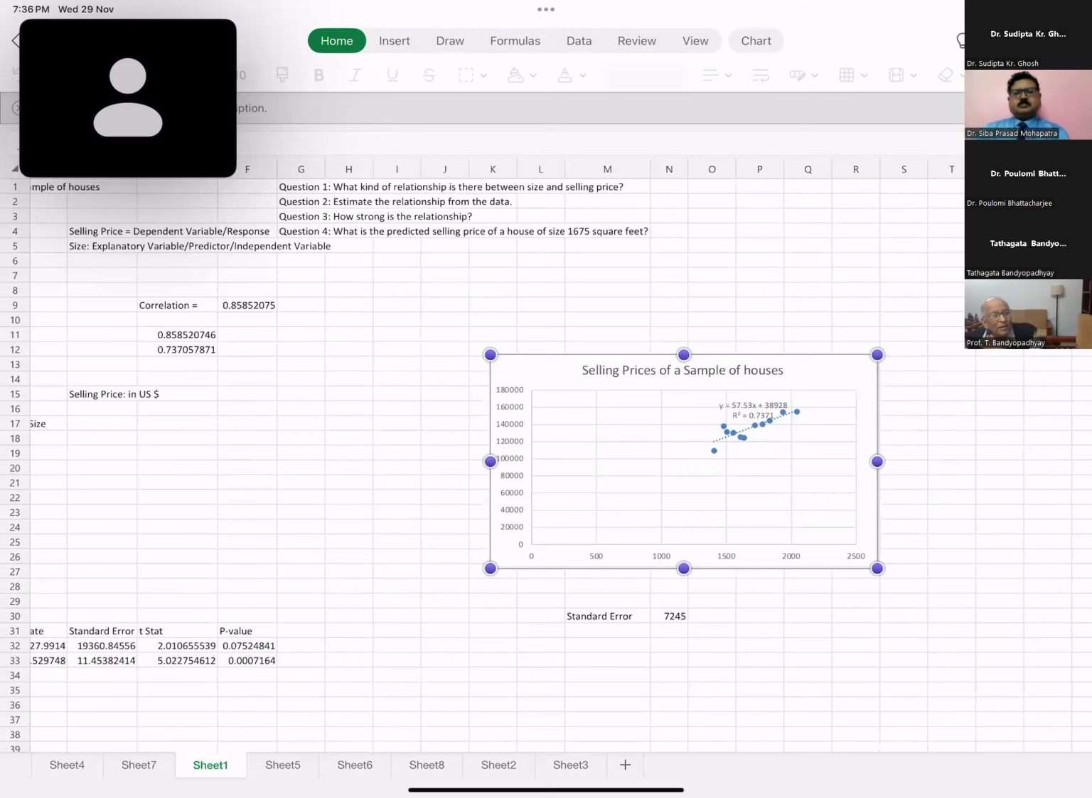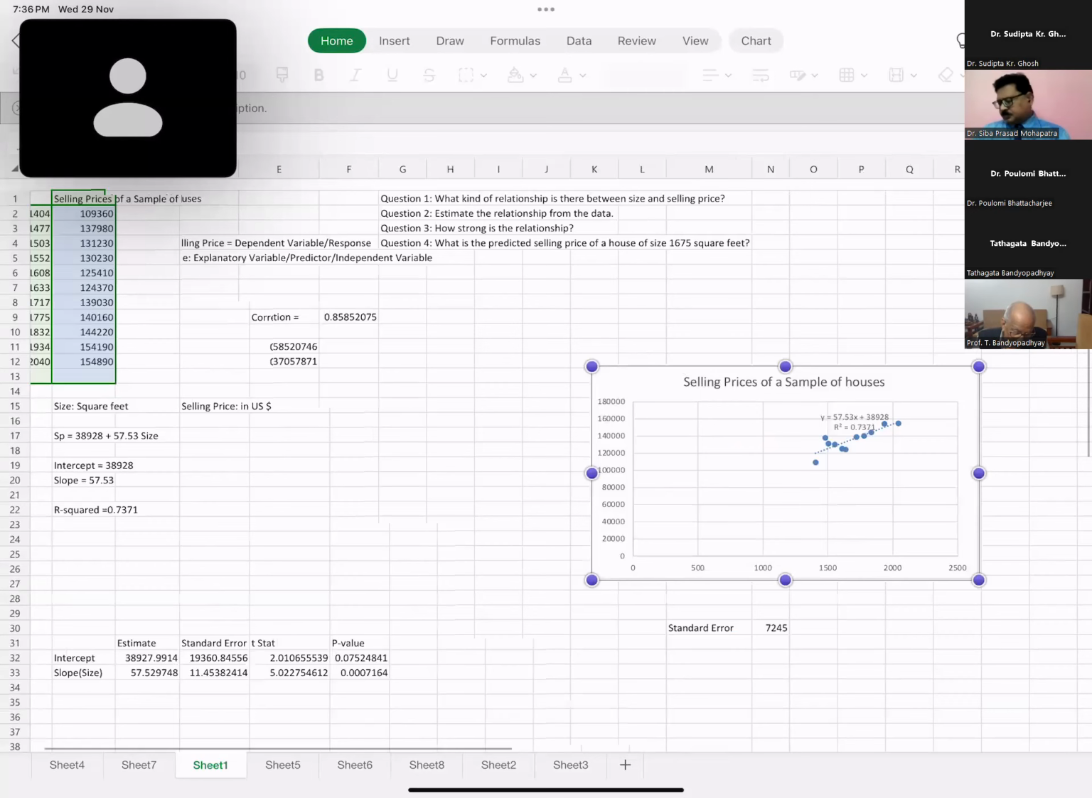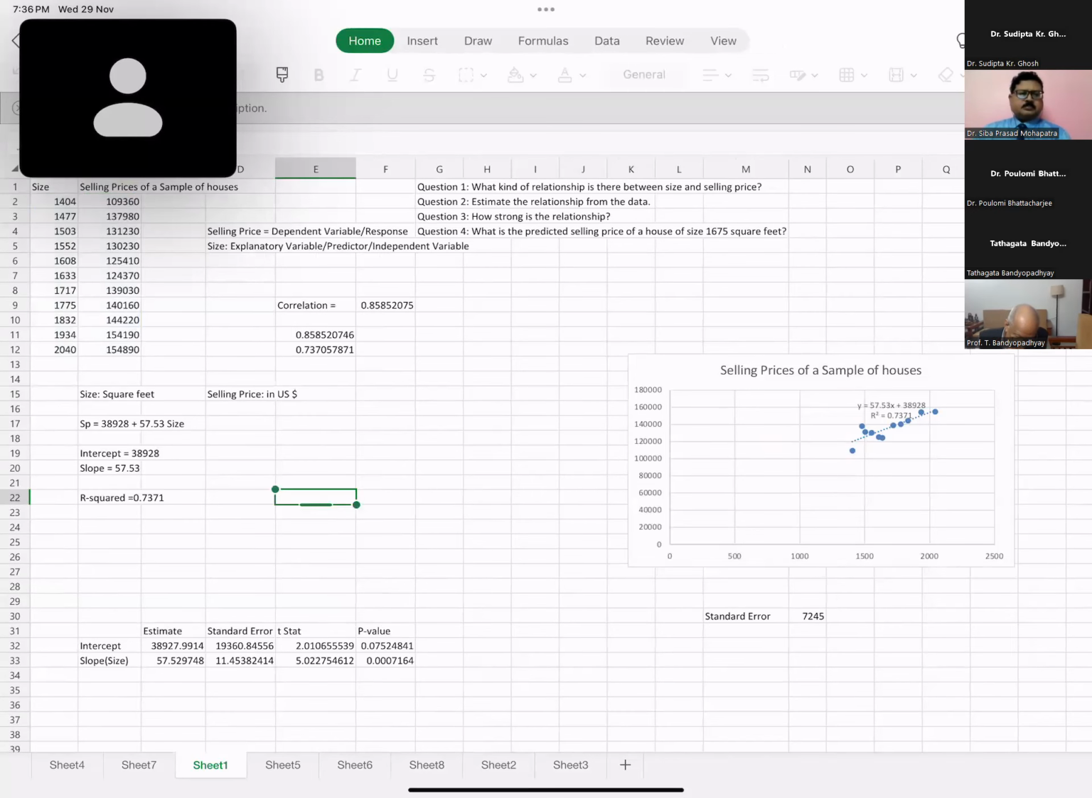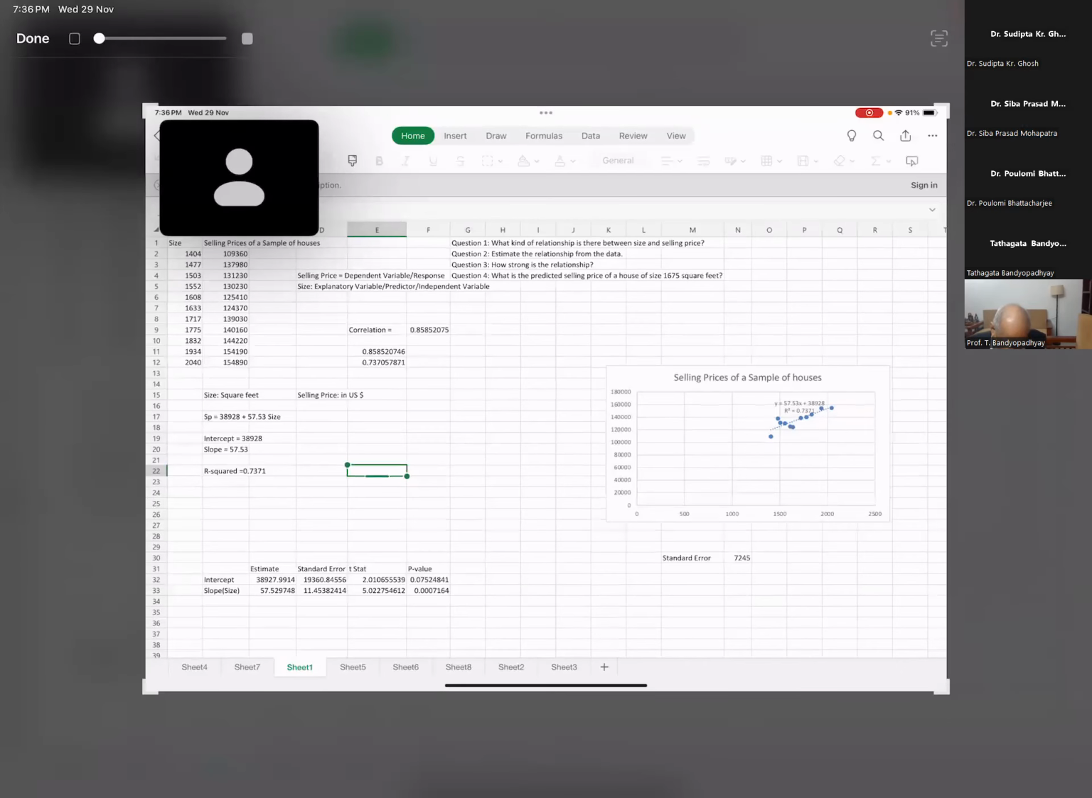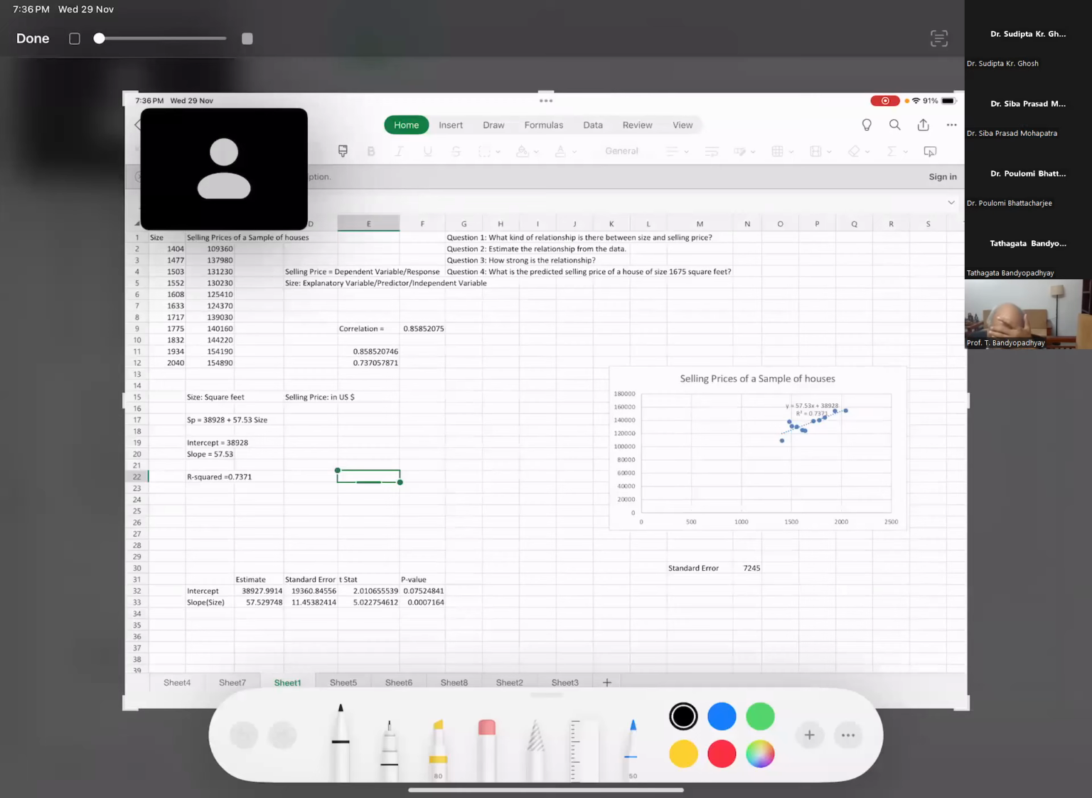Estimate the relationship from the data. How can I estimate this relationship from the data? Let's try to understand that. For that, I'll possibly draw a table. I will use some notation. Suppose I am saying this is size.